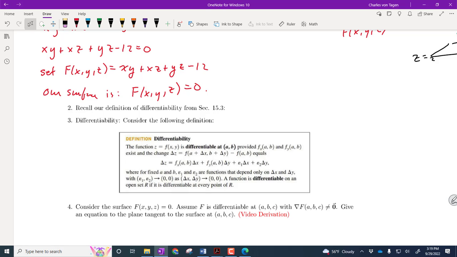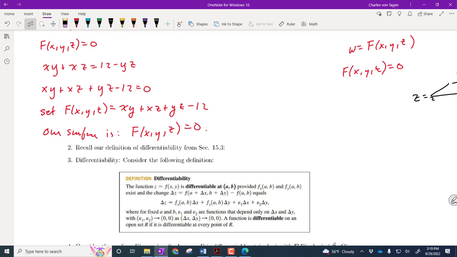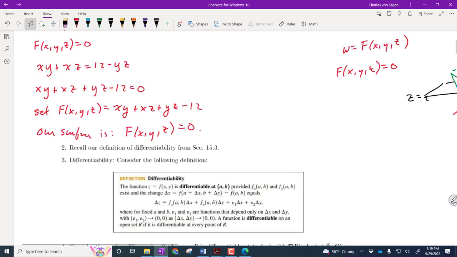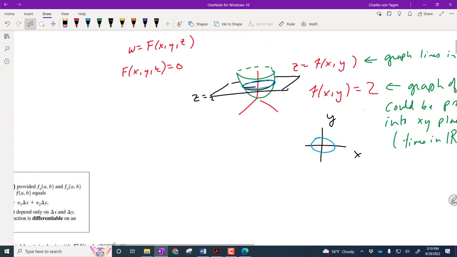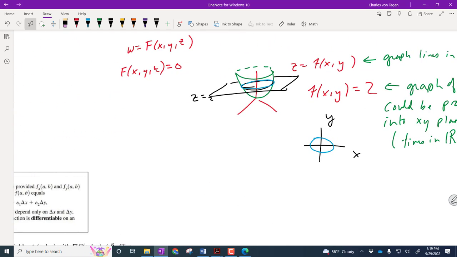Where it does matter is if I didn't take the variable over, then I'd be in trouble. Just like this, this is the z equals 2 trace. It lives in the plane z equals 2, but we could also just say that's the xy plane by projecting it down. So we could look at it as the plane z equals 2, or we could treat that as our xy plane.